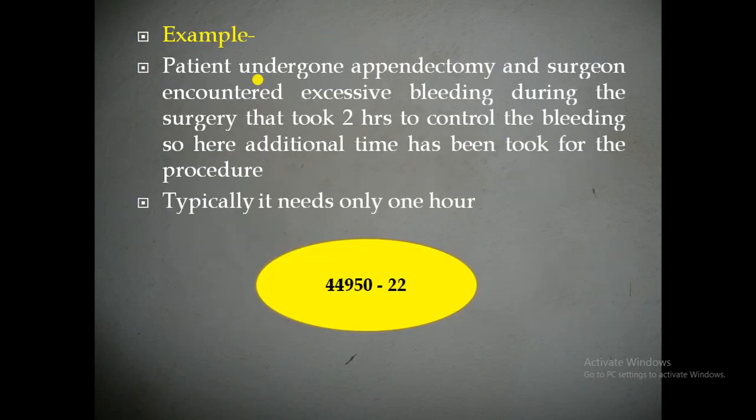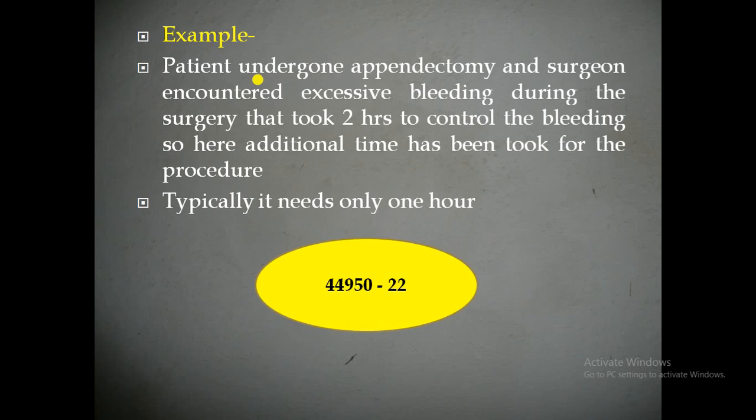And then we'll see one example also. Here a patient is undergoing a surgery, an appendectomy, and a surgeon is performing the procedure, and during the procedure the patient had excessive bleeding. So it took 2 hours to control the bleeding. In order to control the bleeding, the surgeon took more than 2 hours.